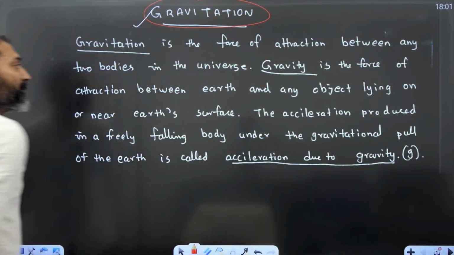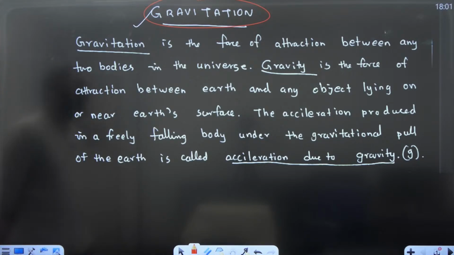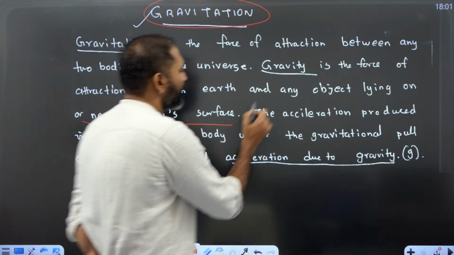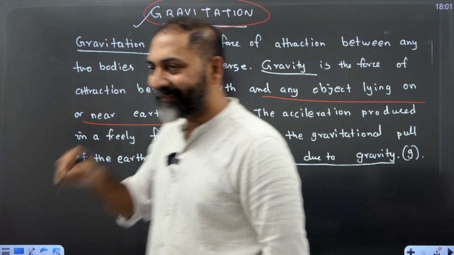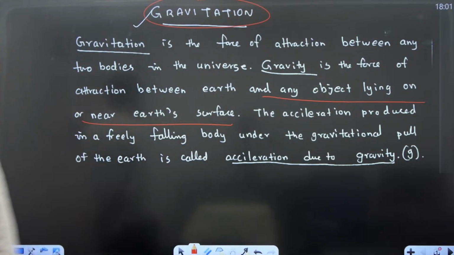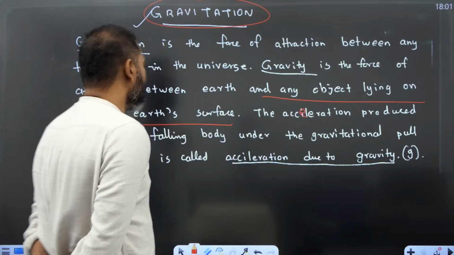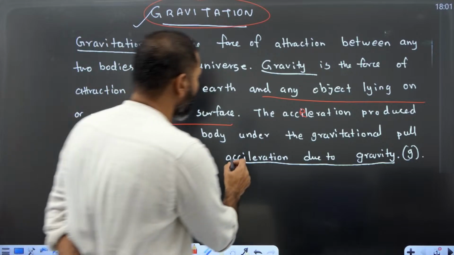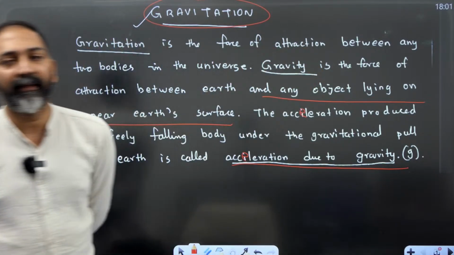But what is the difference between gravity and gravitation? Gravity is the force of attraction between Earth and an object lying near the Earth's surface. Acceleration produced in a freely falling body under the gravitational pull of the Earth is called acceleration due to gravity.